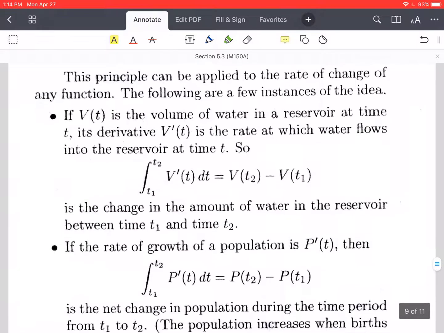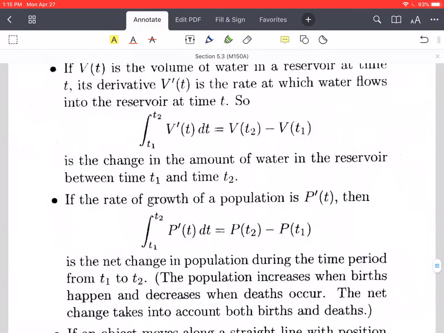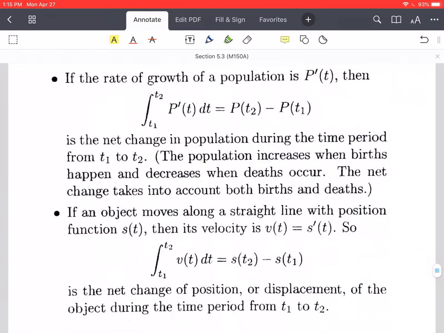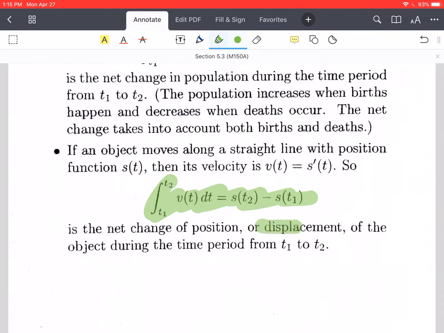Okay, and this is what all of this is talking about. So rate of growth of a population, of volumes. This is the one that we primarily work with. So the motion of a particle, or movement of anything. Okay, so this net change is also called displacement. So that's a good word to remember if you see the word displacement. This is what we're talking about.